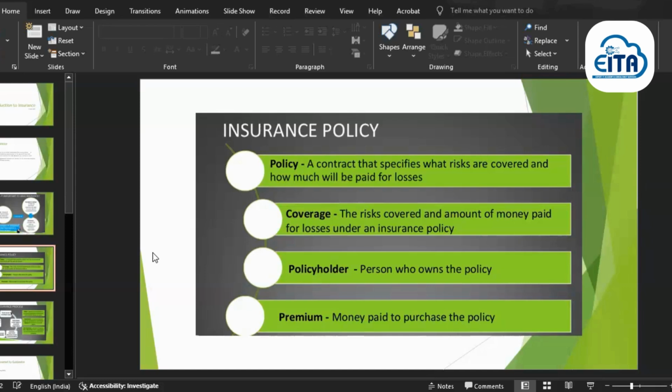Now, policy holder. Basically, policy holder is the person who owns the policy, okay? Who purchased the policy from the insurance company. That is nothing but policy holder. Then we have premium. Premium is nothing but the money which we pay to the insurance company in order to purchase the policy. Okay. In insurance terms, we used to call money as premium.